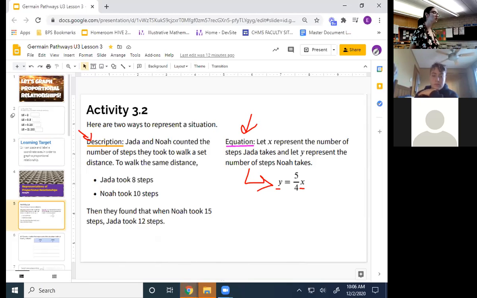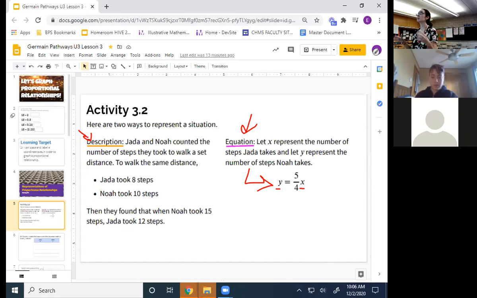So let's look at this description. Let's read the description together, okay? The description says, Jada and Noah counted the number of steps they took to walk a set distance. To walk the same distance, so let me give you a little bit more for this, okay? So Jada and Noah are walking to the band room from the art room. So they're walking from the art room to the band room.